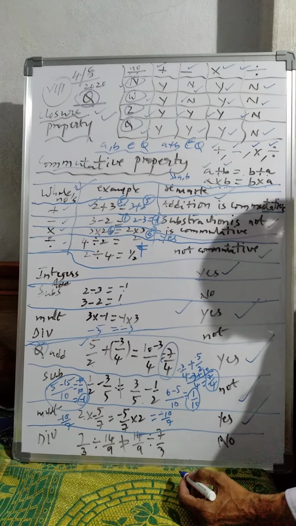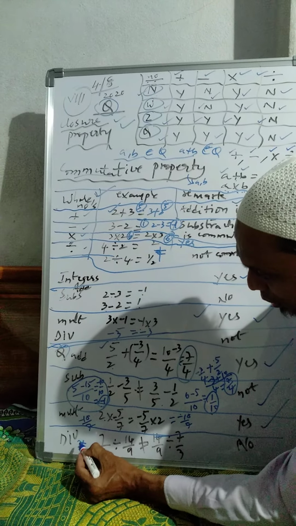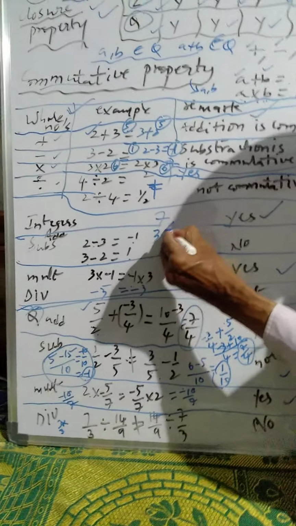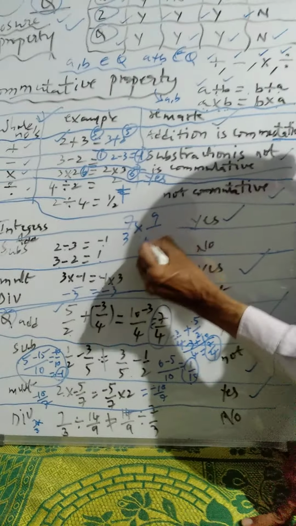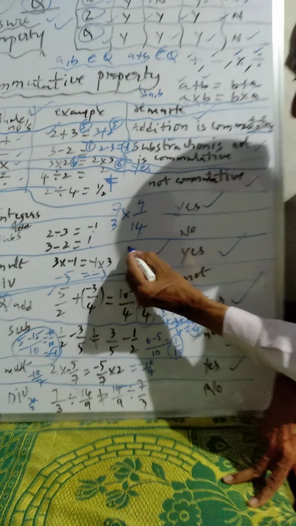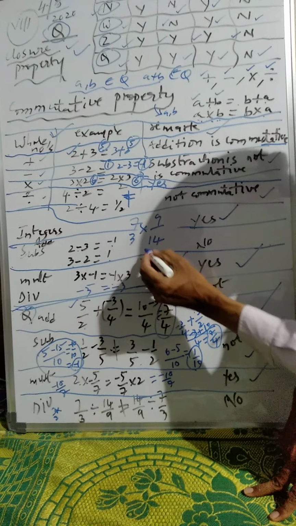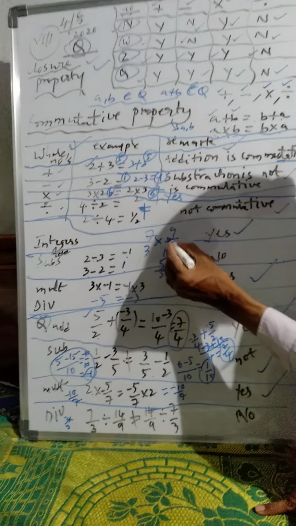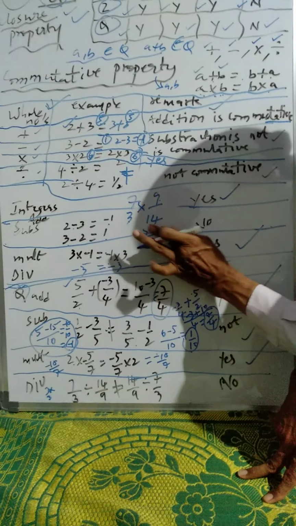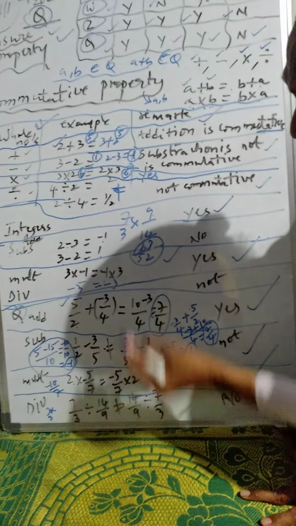Now division: 7 by 3 divided by 14 by 9. See, 7 by 3 divided by 14 by 9 will give you 7 by 3 into 9 by 14. So 7 9s are 63, and 3 14s are 42. So 63 by 42.